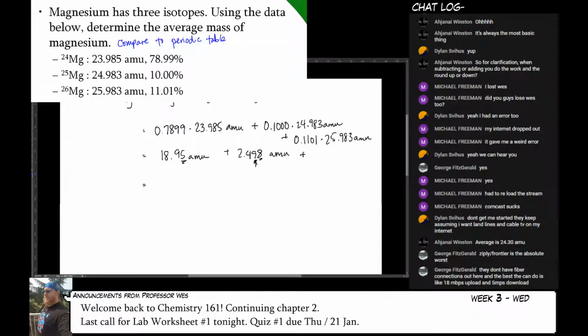All right, so now I can put in, let's see, 0.1101, 25.983. There we go. That's the missing step. 2.861. And again, down to the hundredths place there. So there we go. That's what I expected.